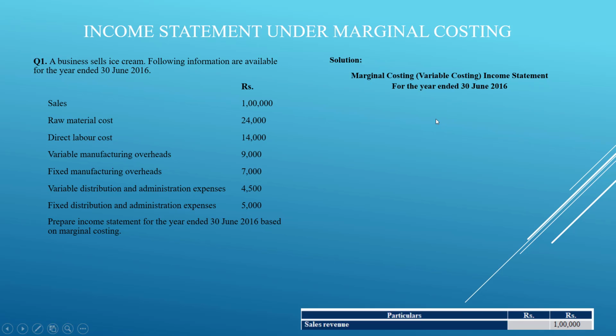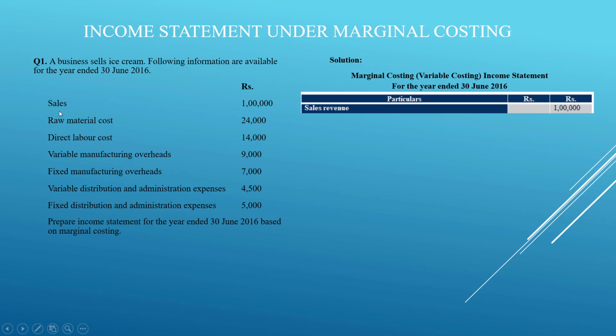First item is sales revenue, or you can just write sales also, no problem. So first sales revenue is given as 1 lakh. So we are putting the 1 lakh in the total column. Next we will be seeing what are all the variable costs. All the variable costs will be taken, that means all the marginal costs. You can take raw material cost first, after that direct labor cost, after that variable manufacturing overhead, after that variable distribution expenses.